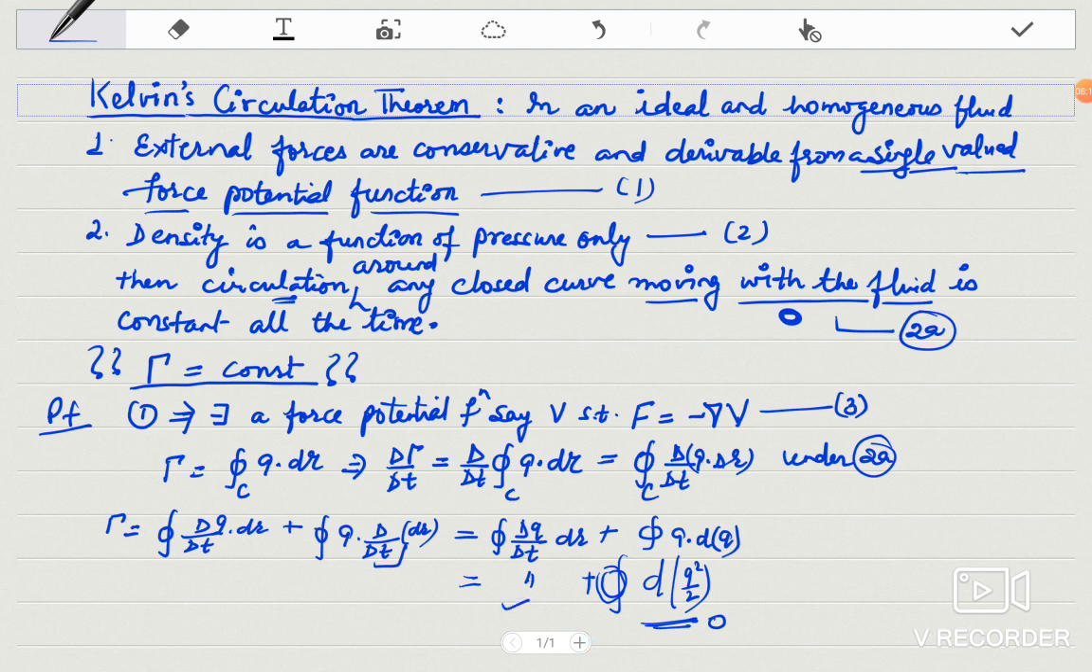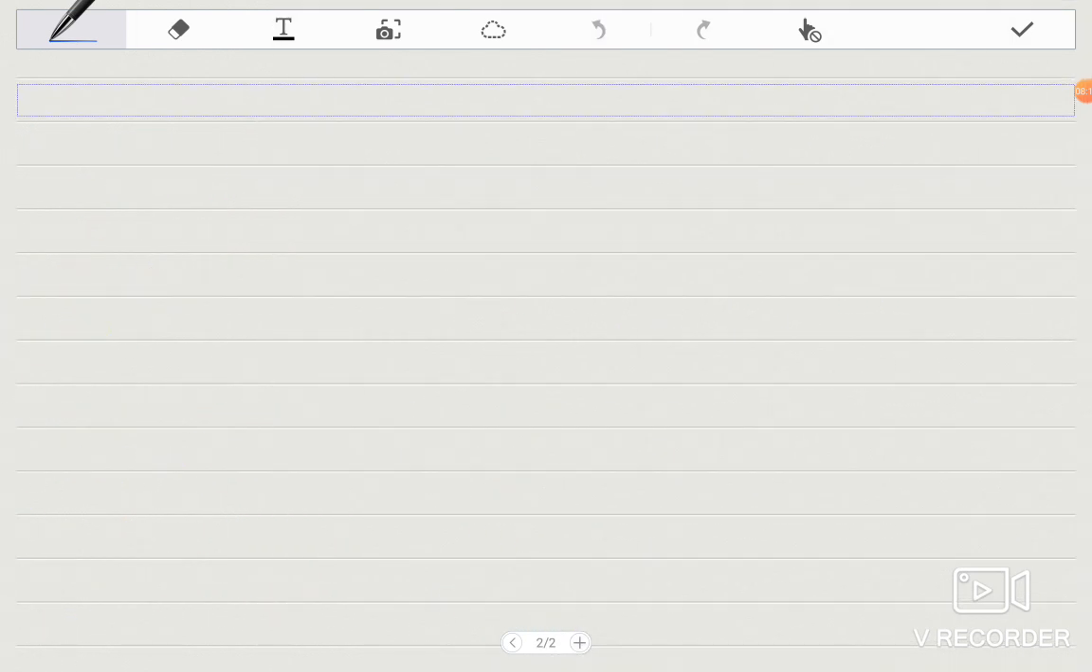Gamma is this gamma. We are left with d gamma/dt equal to the integral of dq/dt dot dr. Now what I do, I think it is 4.